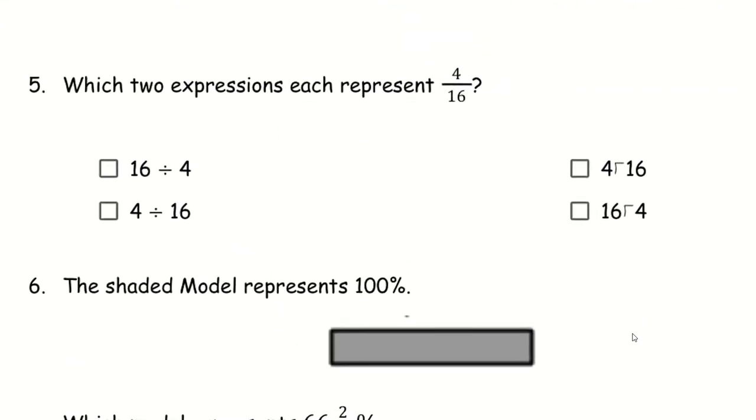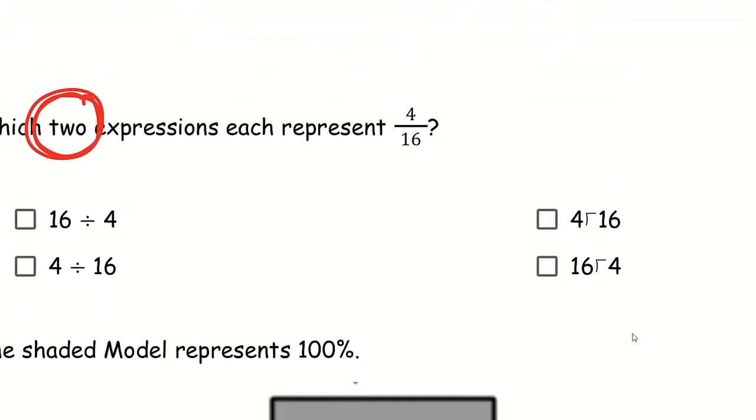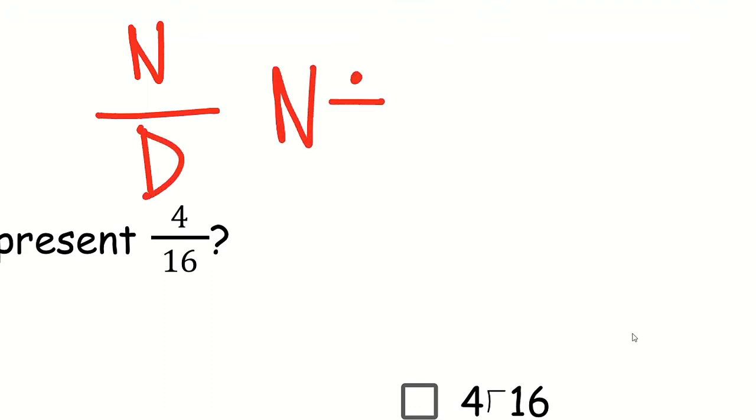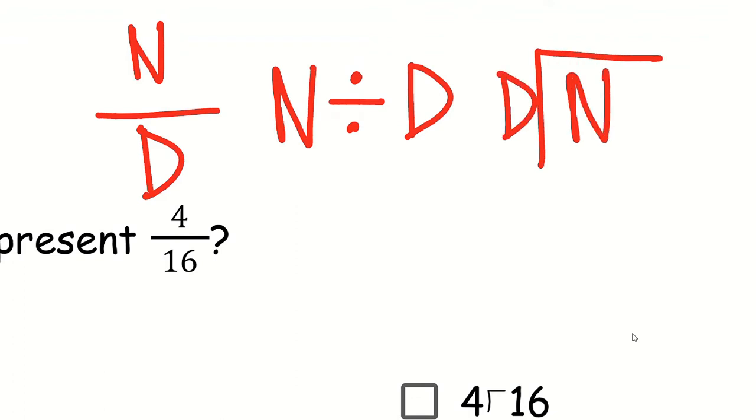Okay, this one says which 2. That means I need to pick 2 answer choices here. Gotta be careful. Which expressions represent 4/16? So it looks like Ned and the donkey are representing this. We can have Ned riding the donkey. We can have Ned leading the donkey. And we can have Ned in the house and the donkey outside. Those are our 3 ways.